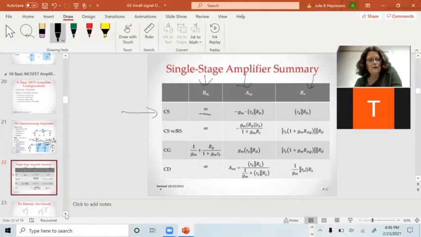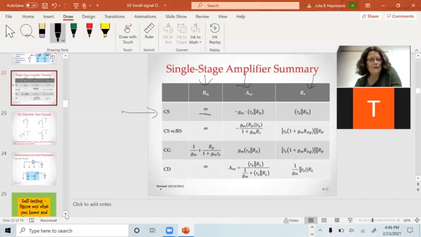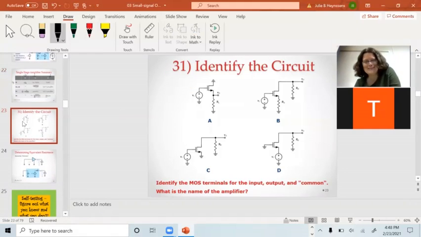Oh, no, okay. We have pictures of circuits here. Oh my gosh.